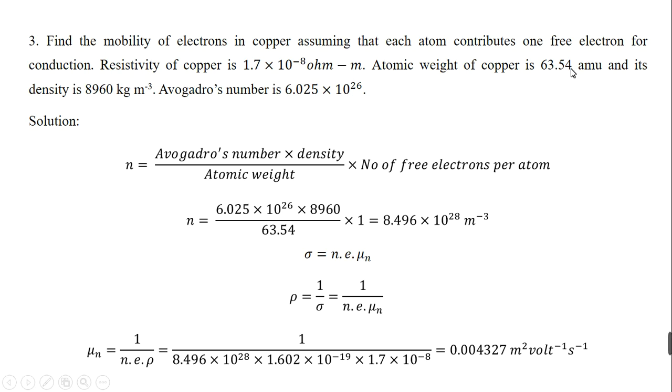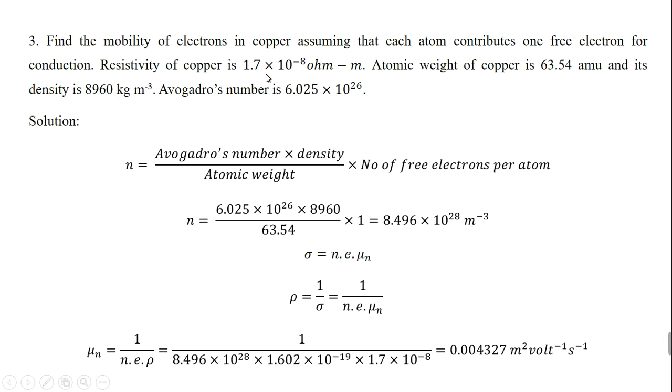The atomic weight of copper is 63.54 AMU and its density is 8960 kg per meter cube. The Avogadro number is also given here, 6.025 into 10 raised to 26. What is the suitable formula to be determined? First, list out the given values.